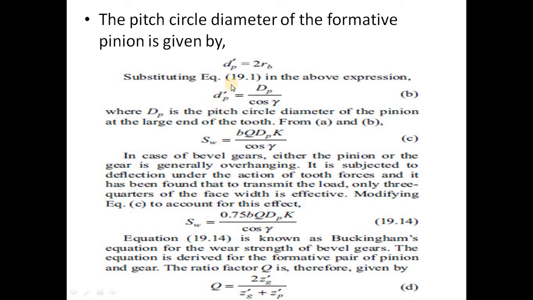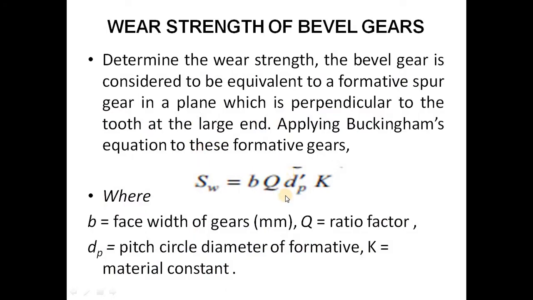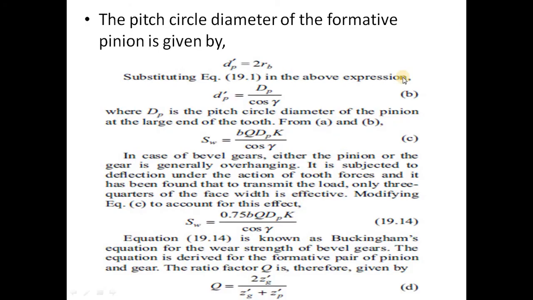That was already covered in terminologies and virtual number of teeth: dp dash is equal to dp divided by cos gamma. This is the modified formula for the pitch circle diameter of the formative spur gear, and capital Dp, with suffix p, is the pitch circle diameter at the larger end of the tooth. We put that value of Dp in the original Sw equation, the previous equation, in place of the pitch circle diameter, and then Sw equals b Q Dp K divided by cos gamma.